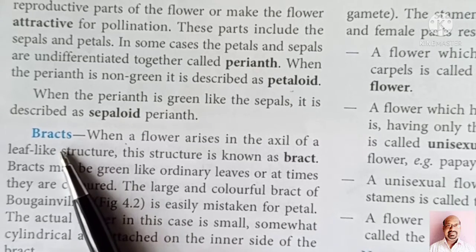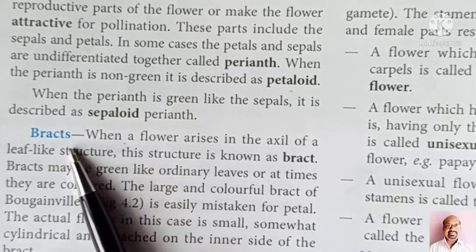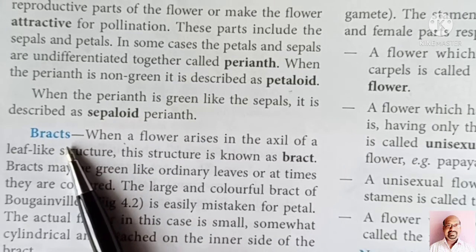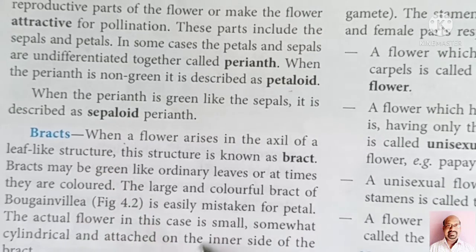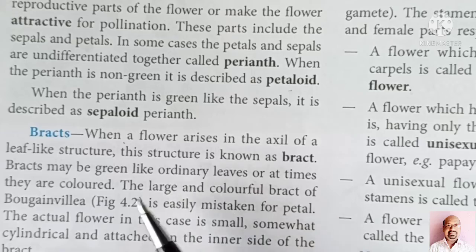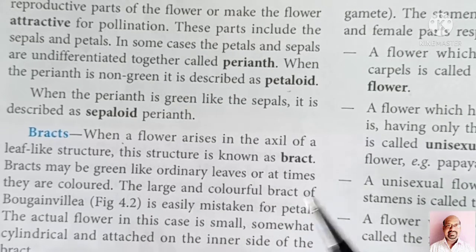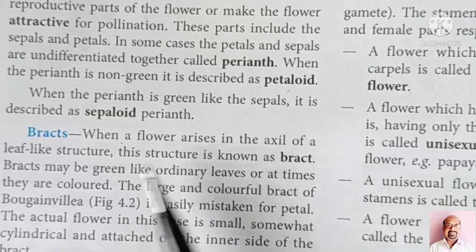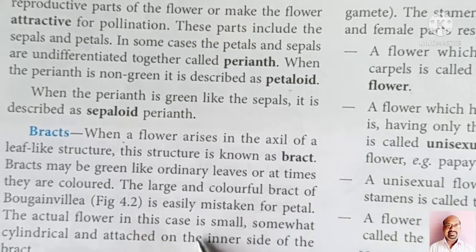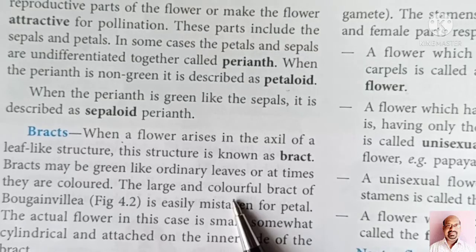These are the structures on which the flower arises. These are the leaf-like structures. Bracts are the leaf-like structures on which flowers arise. Bracts can be green like leaves, or they can be colorful. In the case of the bougainvillea flower, the bracts are mistaken as petals. Actually, it is the bracts on which the flowers arise.